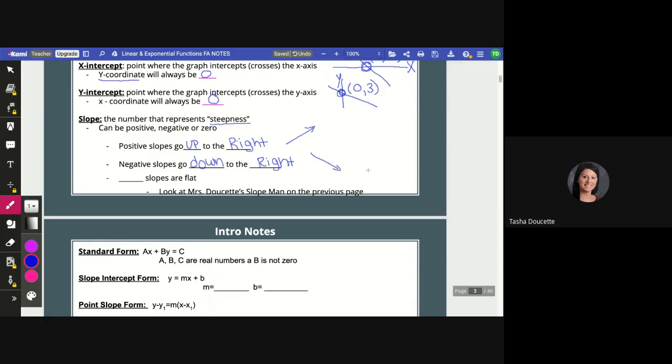Slopes that are flat, right? They're flat. That means that we have a 0 slope. 0 slopes give us a flat line. Okay.